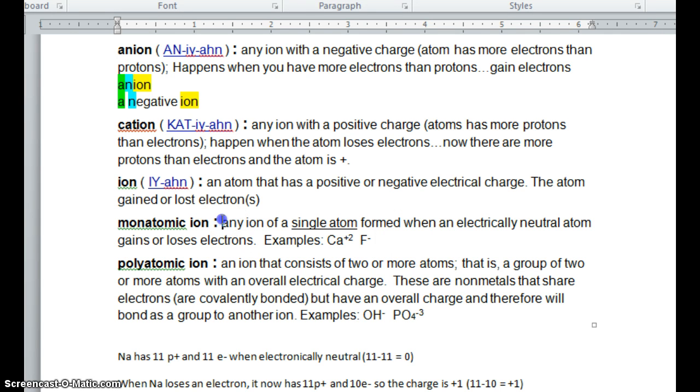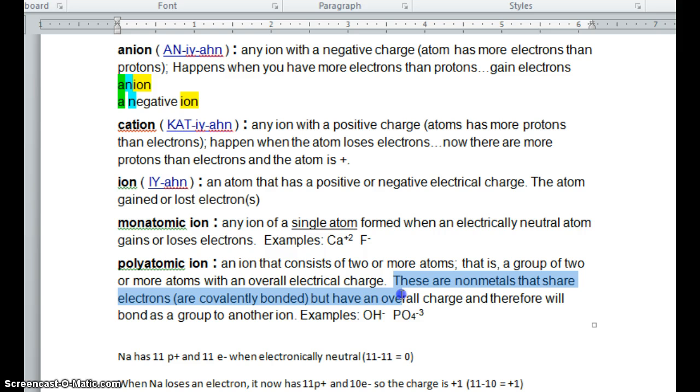And in our notes, monatomic ion: any ion of a single atom formed when an electrically neutral atom gains or loses electrons. So example, Ca+2, F-. Polyatomic ion is an ion that consists of 2 or more atoms. That is, a group of 2 or more atoms with an overall electric charge.